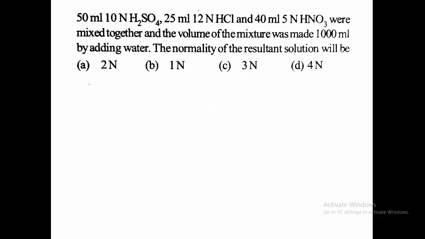The next question, 50 ml of 10 N H₂SO4, 25 ml 12 N HCl and 40 ml 5 N HNO3 were mixed together and the volume of the mixture was made 1000 ml by adding water. The normality of the resultant solution will be. ಈಗ ಏನು ಮಾಡ್ಯಾರ ಇಲ್ಲಿ, 50 ml H2SO4 ತೊಗೊಂಡಾರ, ಅದರ ನಾರ್ಮ್ಯಾಲಿಟಿ ಎಷ್ಟು ಅದ ರೀ, 10N ಅದ.